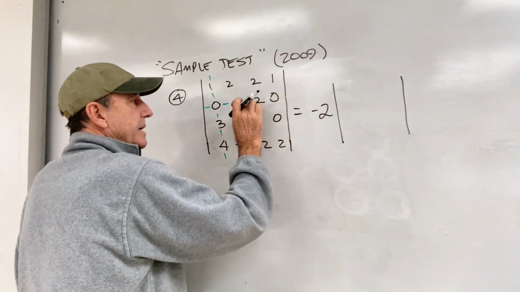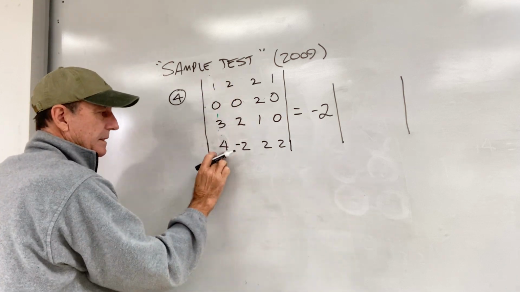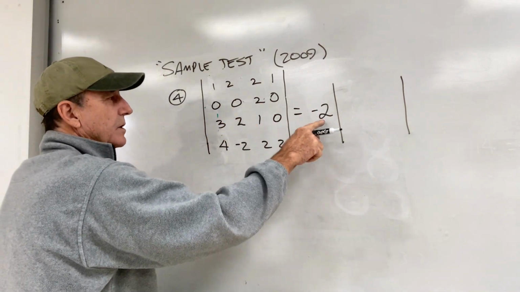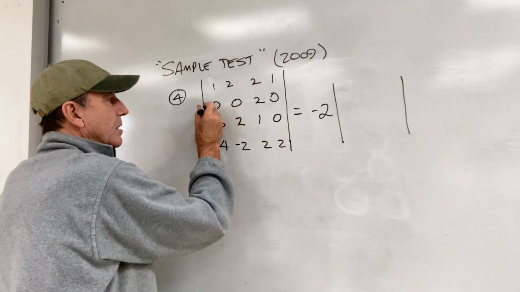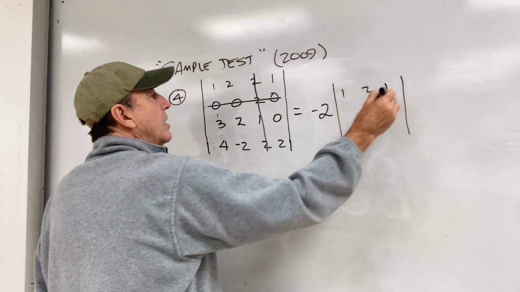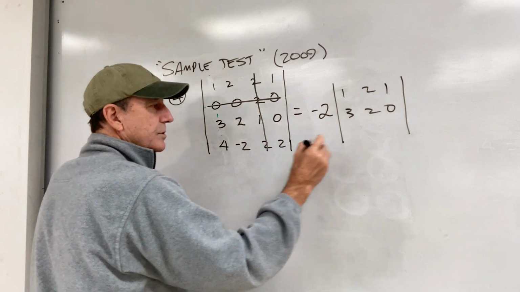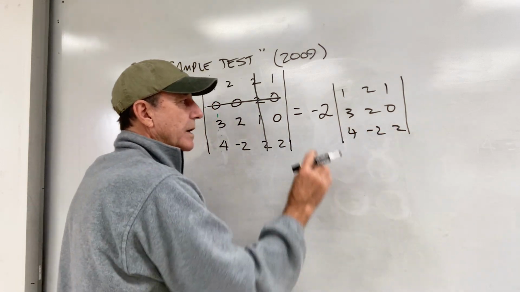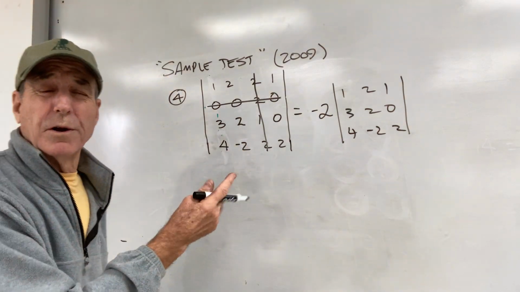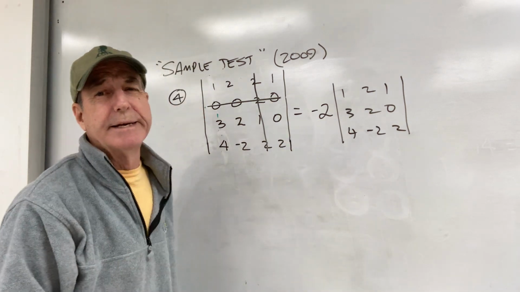So let's see what its minor determinant will be. Here I'll go ahead and cross out the numbers that are in this row and this column. So we're expanding about this element. We're going to cross out this row and this column, and there's our minor determinant there. So 1, 2, 1, 3, 2, 0, and 4, negative 2, 2. If we can figure out this minor determinant, then we're good. We could use the rule of Sarrus on this if we wanted to, just the little 3x3. We do have to remember to multiply by negative 2 at the end.